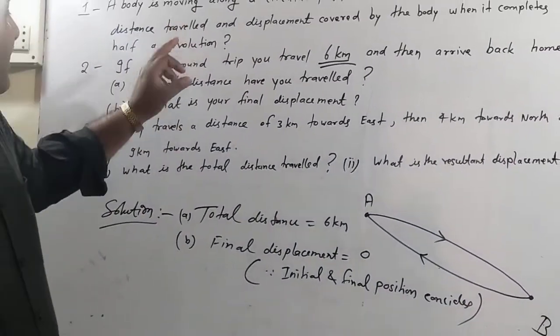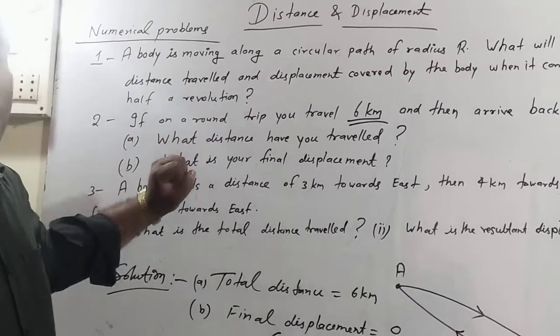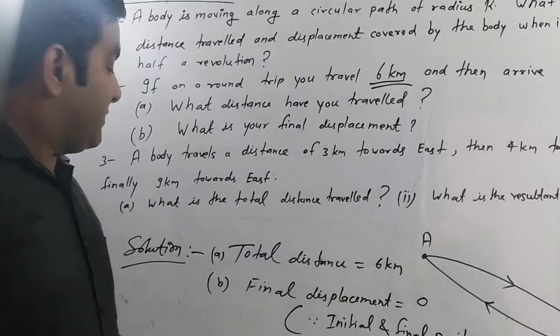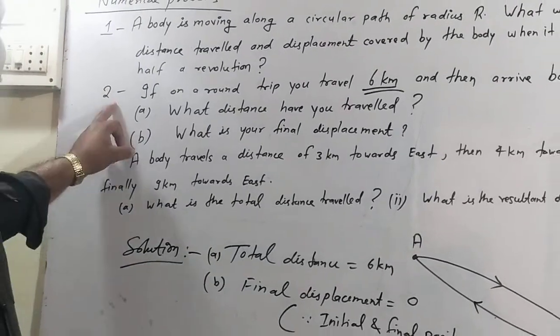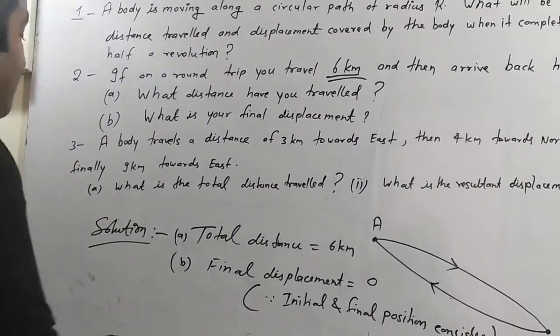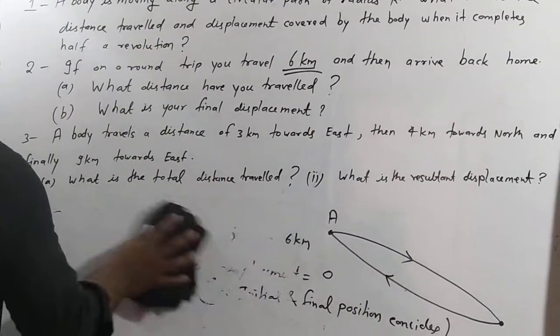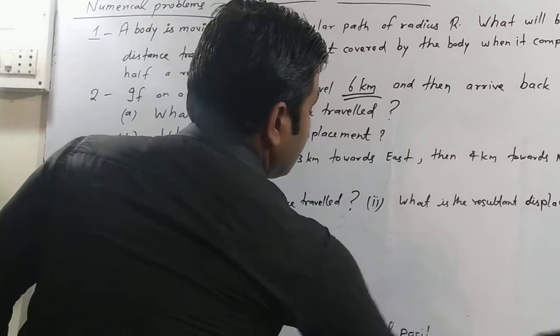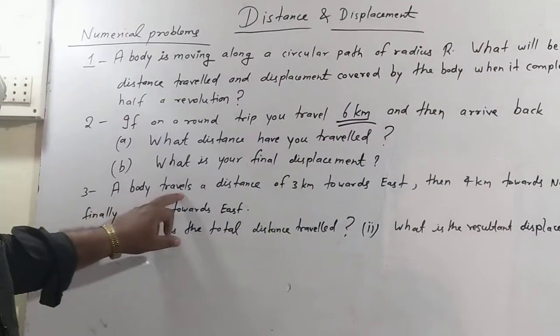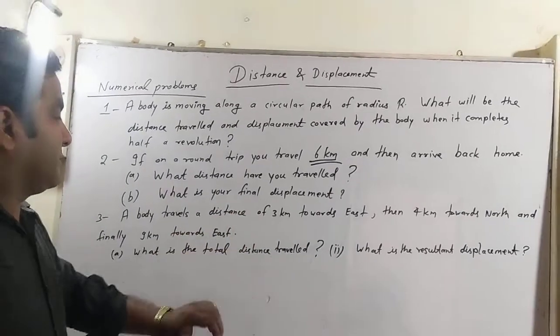Solution of either distance calculation or displacement calculation is very easy. When the concept is clear, then you can solve within 2 or 3 lines. Then after the second, the third question concept. What is given in the third question? You see, a body travels a distance of 3 kilometers towards east.